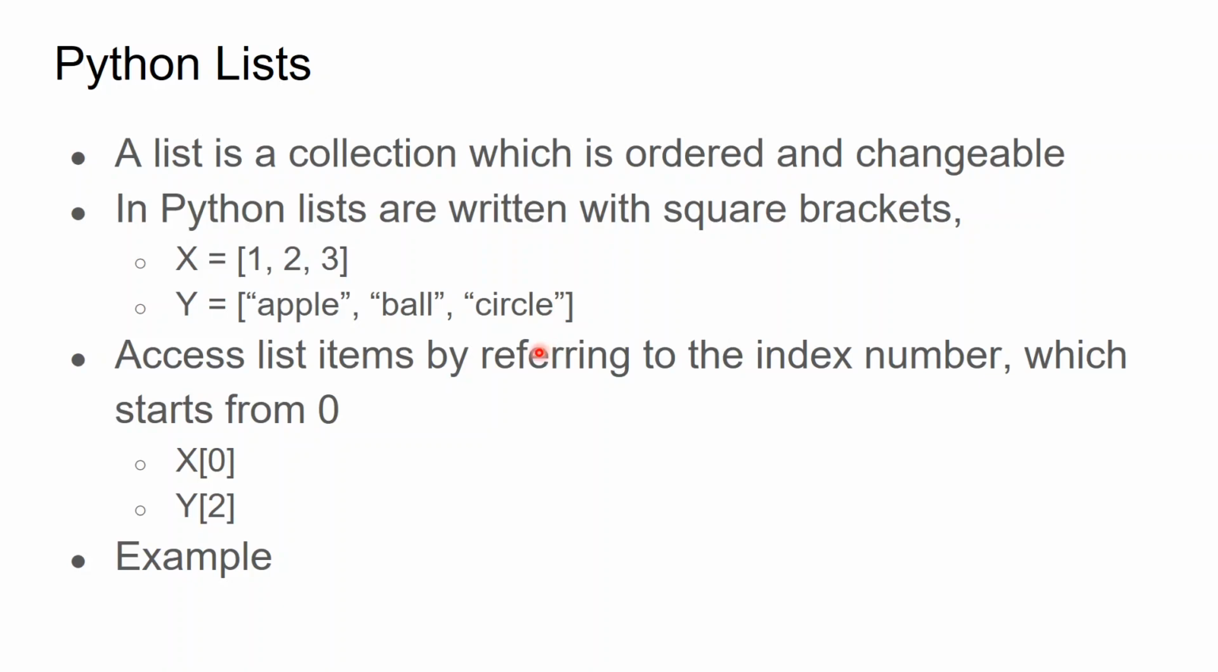And if you want to access list items, you can use the index number, and the index number starts from 0. Like you can use s with index 0 and it will show 1, or y with index 2 and it will show circle, because 0, 1, 2. So index 2 presents circle. And we can see the example here.